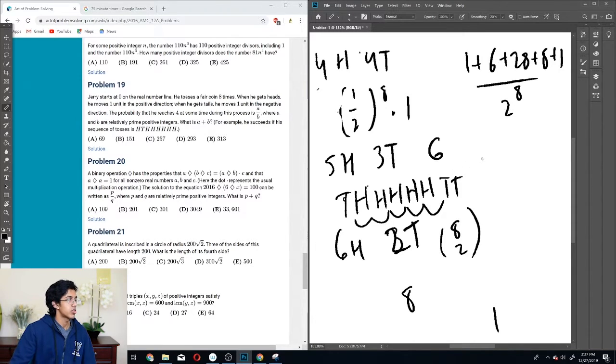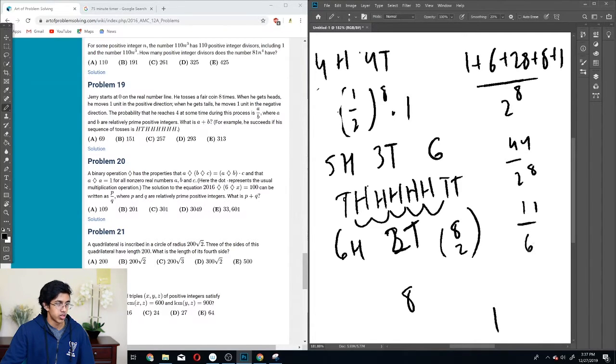Alright, and then once we do that, we could just solve this. So this is 7 plus 9 is 16 plus 28 is 44. So we get 44 over 2 to the 8, and then that's 11 over 2 to the 6, which is 11 over 64, which is not right.